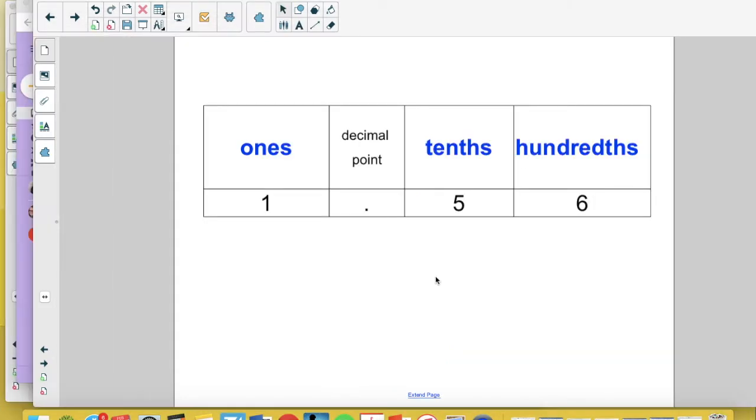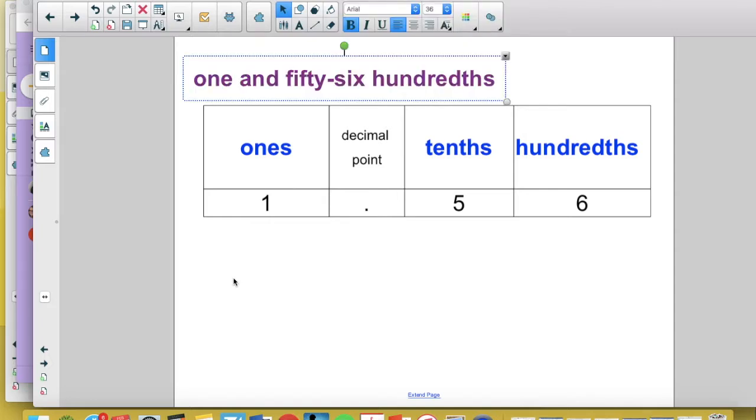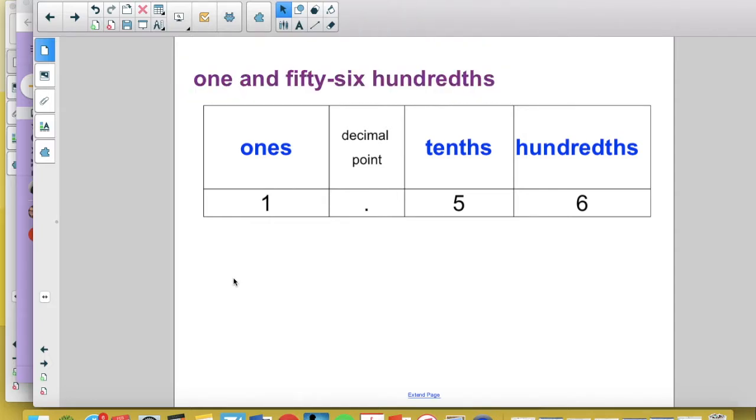Now we're going to look at a decimal in a place value chart. To the left of our decimal is my whole number. To the right of our decimal are my tenths and my hundredths. These represent parts that are less than 1. Decimals are less than 1 whole. If I wanted to read this decimal, I would read this as 1 and 56 hundredths.